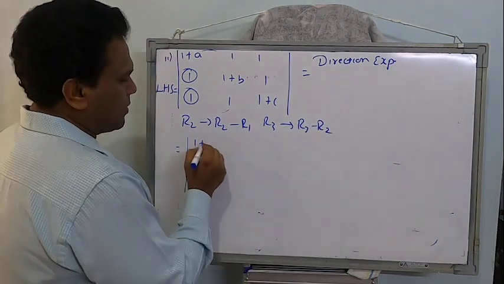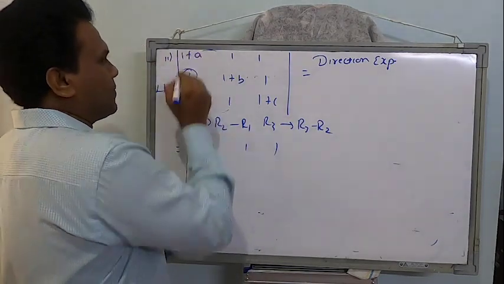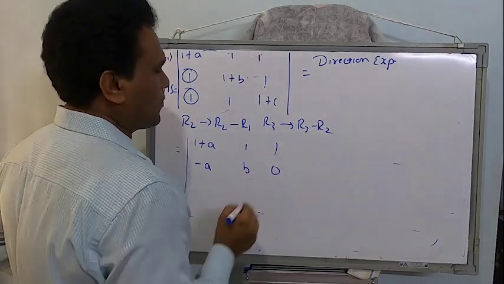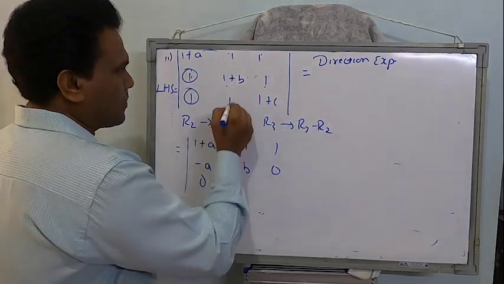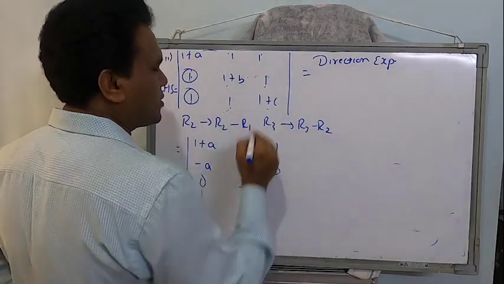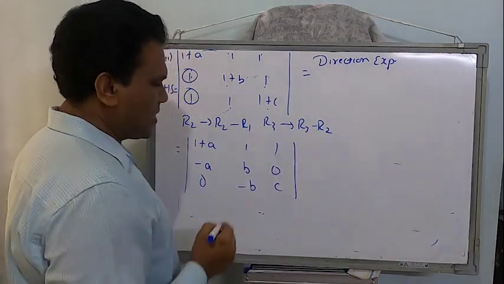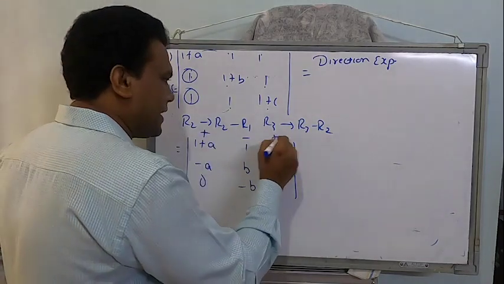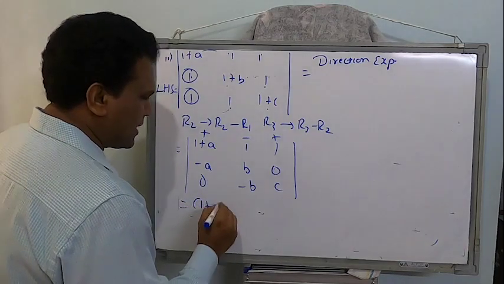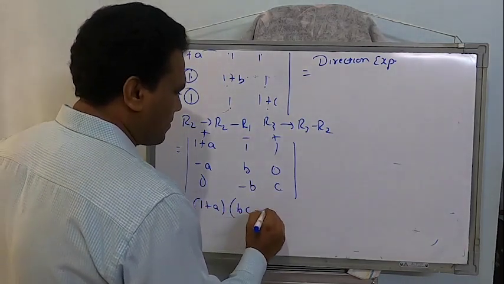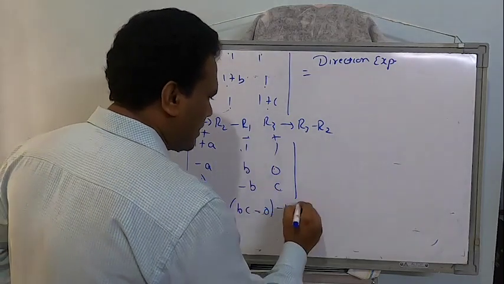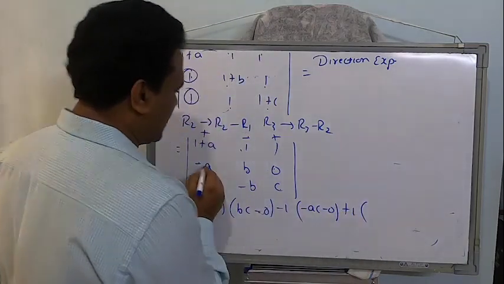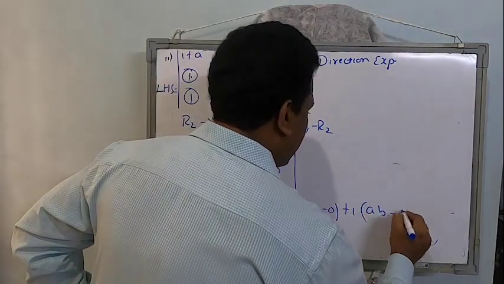Clear? So 1 plus A, 1, no change. If I subtract these two, I'm going to get minus A. Subtract these two, B. Subtract these two, 0. 1 minus 1, 0. Subtract these two, minus B. And subtract these two, so it's going to be C. At least I made two elements as 0. Things will become easy for me. Now I will go for the expansion. So it's going to be 1 plus A multiplied by BC minus 0, minus 1 multiplied by minus AC minus 0, plus 1 multiplied by AB minus 0.